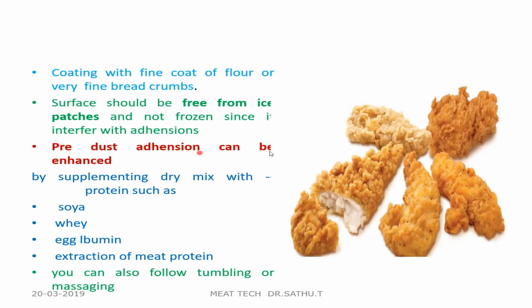So pre-dust adhesion can be enhanced by supplementing the dry mix with proteins. We can add certain protein supplements which will help in better adhering. For example, you can add soya, whey protein concentrate, egg albumin, and extracts of meat proteins. All this can be added to the pre-dust, so that it helps in more adhesion also.